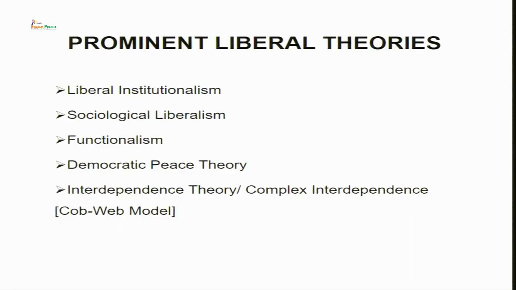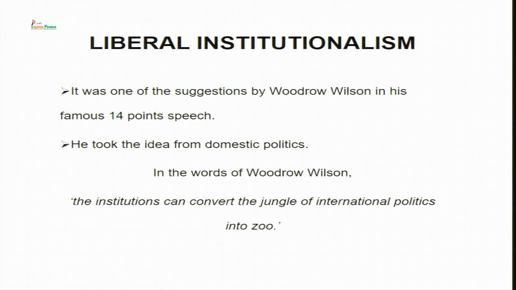Now, prominent liberal theories. What are the prominent liberal theories? First is liberal institutionalism, the idea of which Woodrow Wilson gave, then sociological liberalism, functionalism, democratic peace theory, interdependence theory or complex interdependence, which is also called the cobweb model. We will discuss all these theories one by one. To begin with, liberal institutionalism.